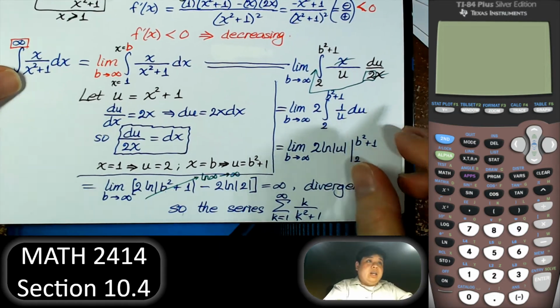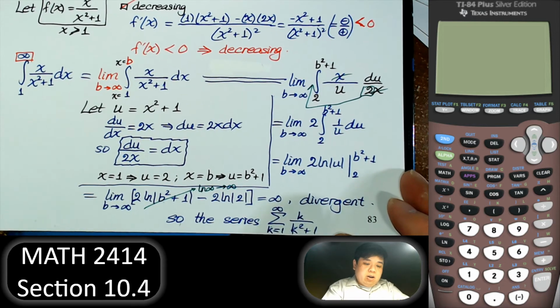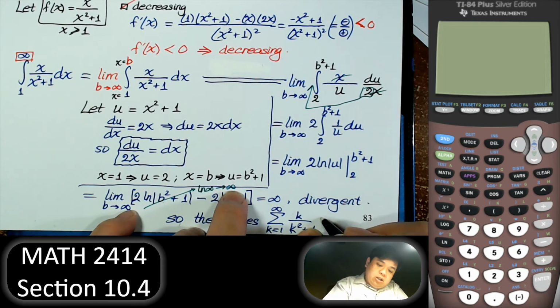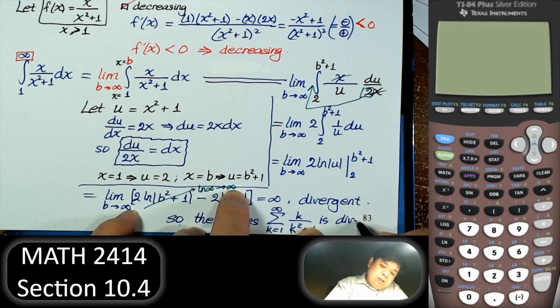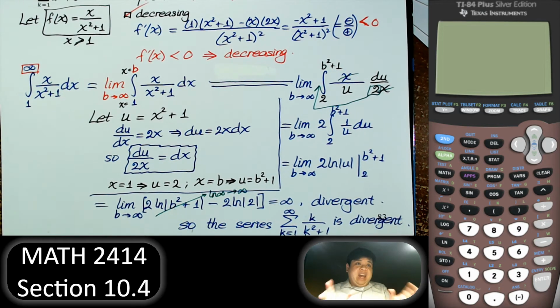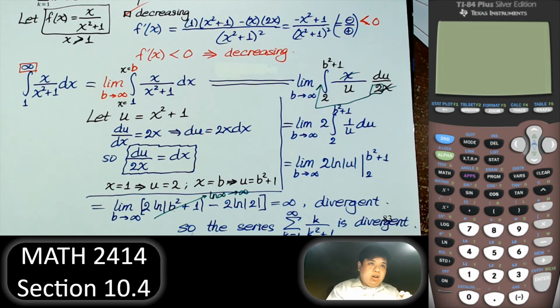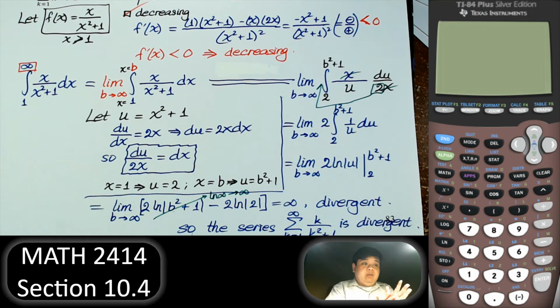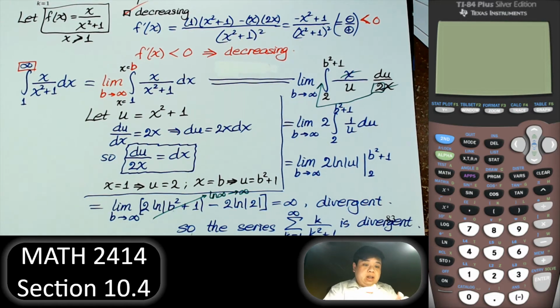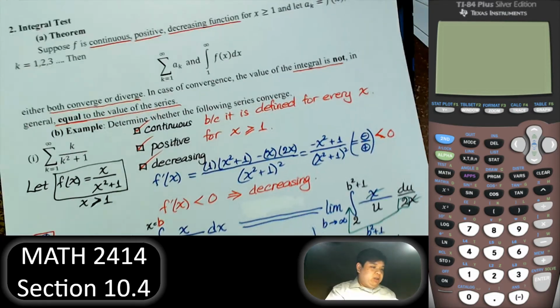Right. So the limit, the integral is divergent. So the series is divergent too. Yeah. They behave the same in terms of convergent or divergent only. If we have the values of the sum, it will not be the same as the series of the sequence.